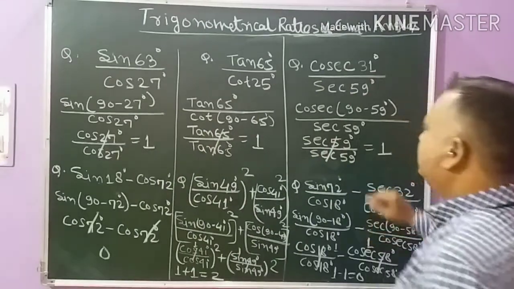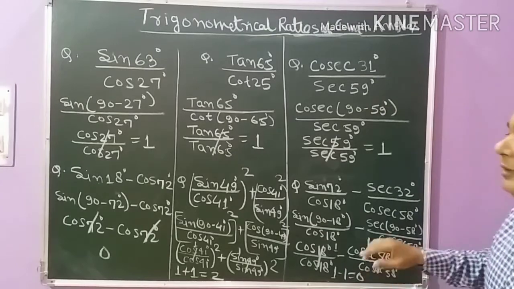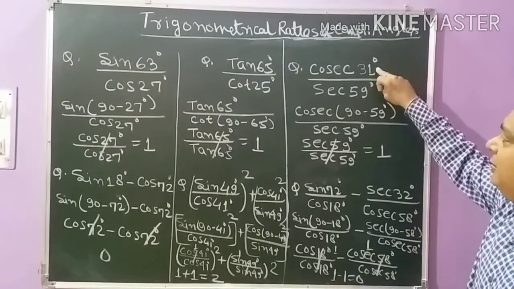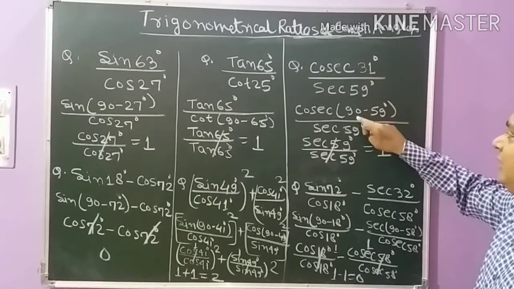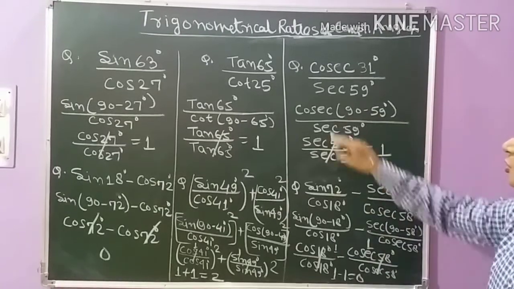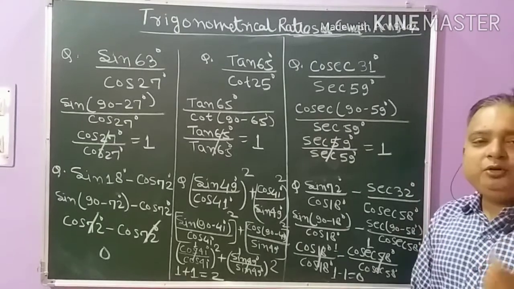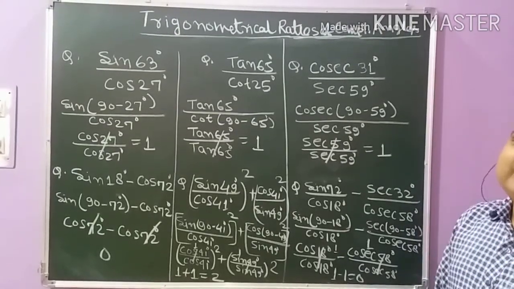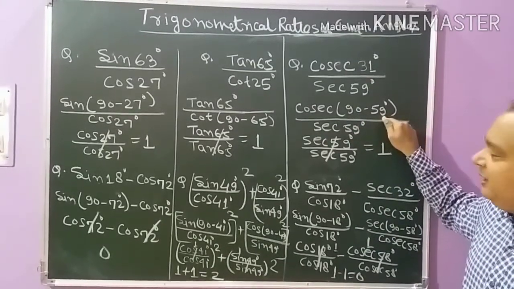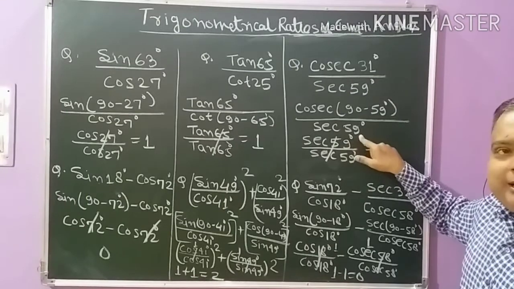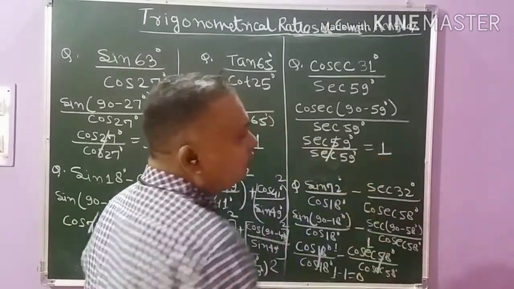Now next question, cosec 31 degree upon sec 59 degree. So we can write 31 as 90 minus 59 degree. I repeat, we can write 31 as 90 minus 59. So cosec 90 minus 59 degree upon sec 59 degree. And we know that cosec 90 minus theta is equal to sec theta. So here the value of theta is 59 degree. So that will be sec 59 in the numerator and sec 59 in the denominator. Now both cancel out. So the answer is 1.